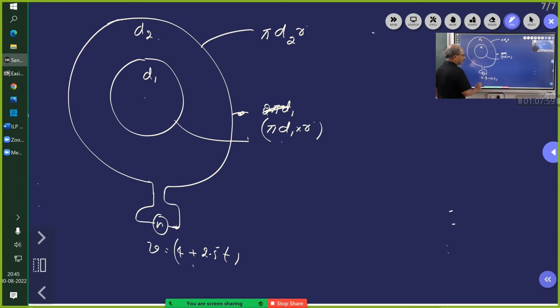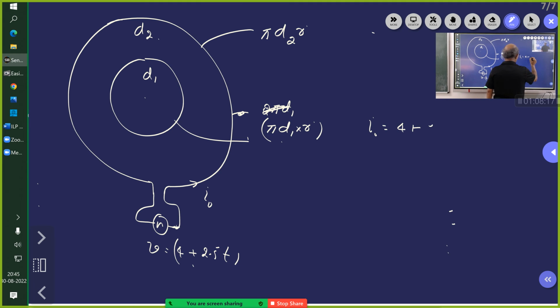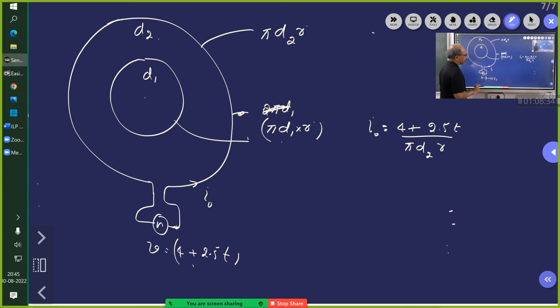Hello friends, I hope the problem is represented. So what happens because of this? There will be current that will flow here. Correct? So what will be the current in the outer loop? The current in the outer loop will be 4 plus 2.5 t divided by pi d2 r. Okay, this will be the current in the outer loop. Remember, this current is a function of time.